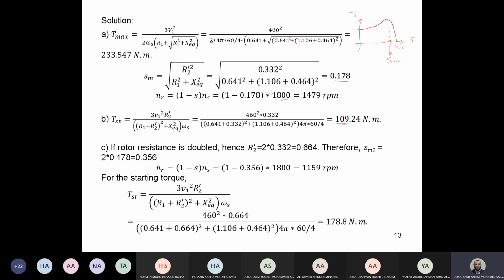The starting torque, according to the values, should make the curve look like that. So this should be the true curve. And this should be the right curve.